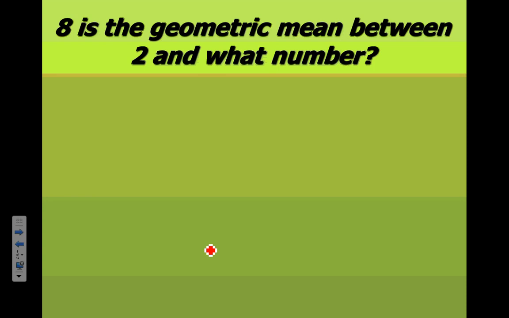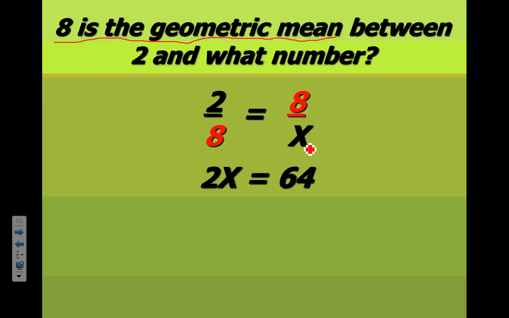Now, we have the fact that 8 is the geometric mean between 2 and what number? So now you're going to have 8 where the x's were. It will look like this. 8 is the geometric mean between 2 and what number? Now we get 2x equals 64, and x will equal 32.